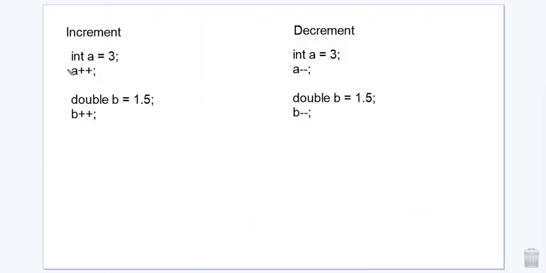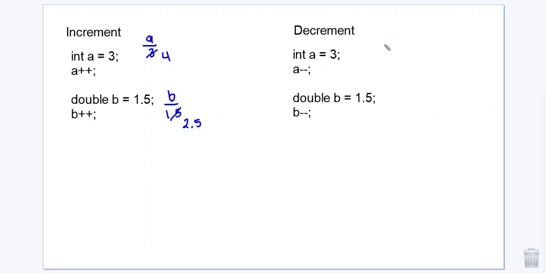So let's look at what's happening here. These are in succession. Let's say A starts out at 3. According to this statement, it says increment A by 1 and assign it back to A. So at the end of these two lines, A is going to be 4. In this one, we have B, which is a double, and in the next line we say B plus plus. That just basically means increment B by 1 and assign it back to B. So at the end of these two statements, B is 2.5.